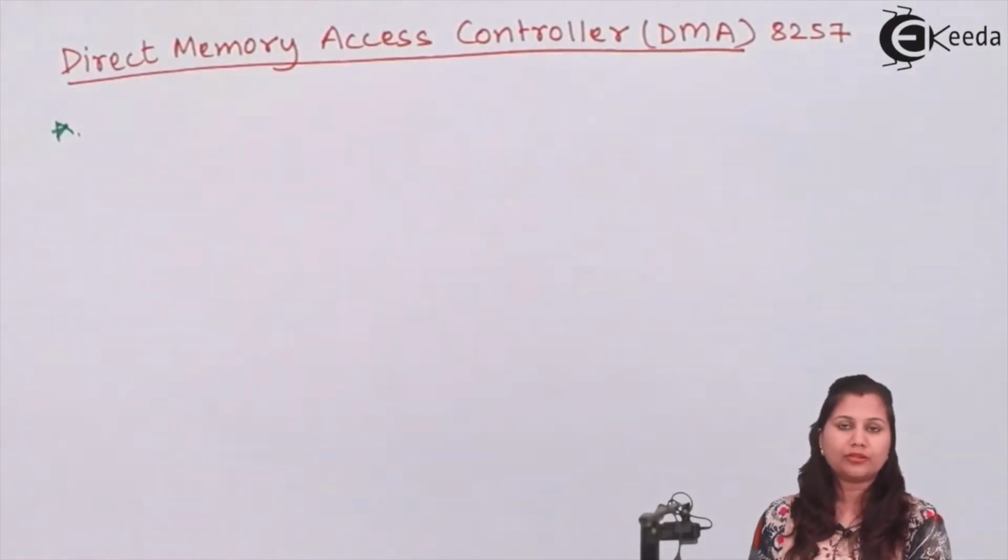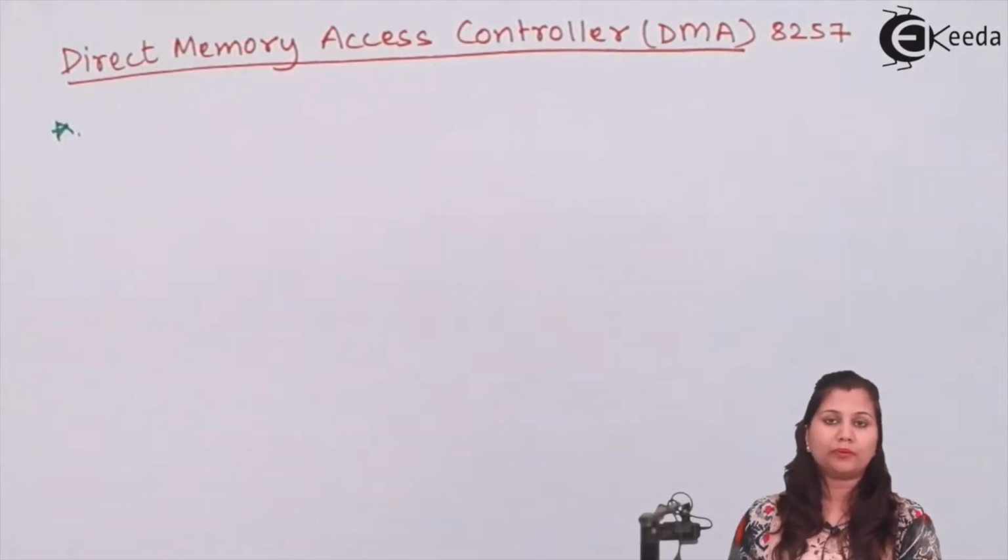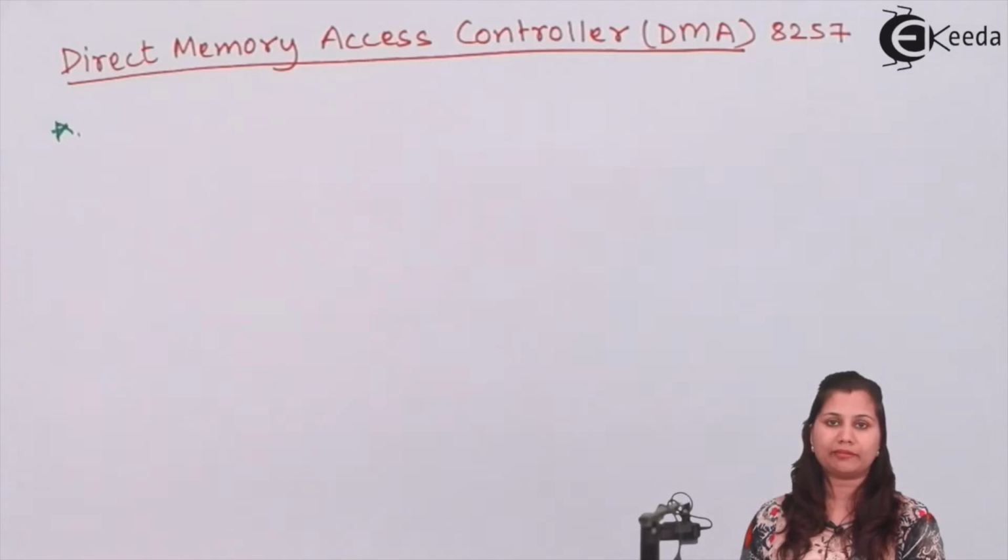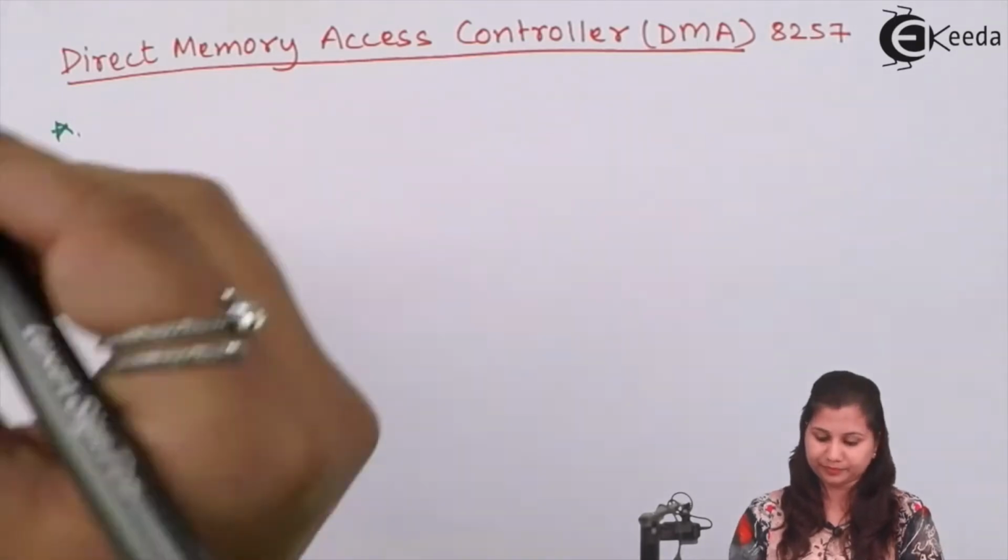So the DMA controller is a device which performs the transfer of data between the central processing unit and the peripheral devices.